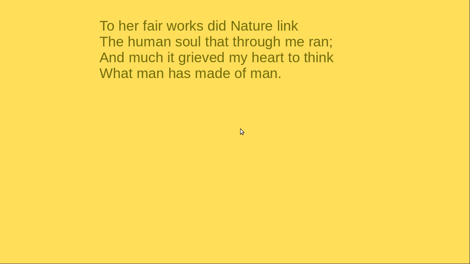Now, the next stanza. There are six stanzas which are quatrains in this poem. To her favors did nature link the human soul that through me ran. We can convert this like this: nature linked the human soul that ran through human. Here it is through the poet, or all of us human beings, to her favors, to her beautiful works.